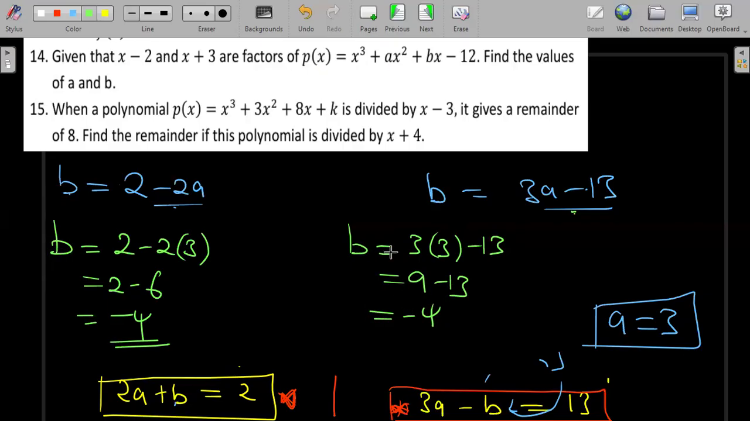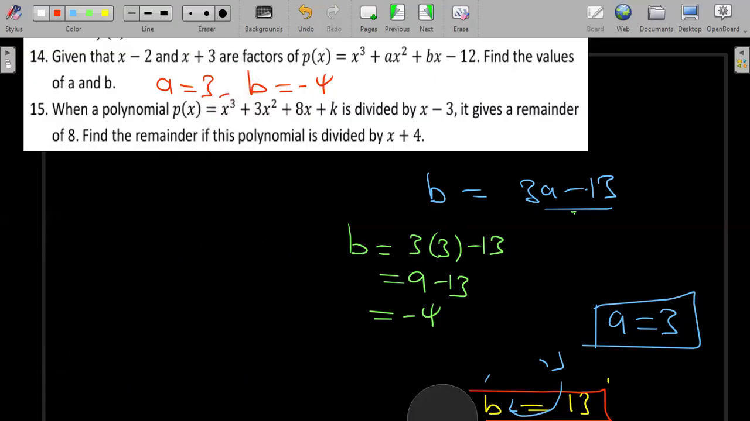So it means we found the values of a and b. The values of a and b are just a is 3, b is what? Minus 4. Okay, so that's how we can find those. Let's look at question 15.